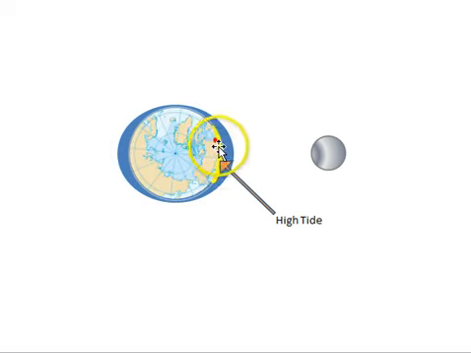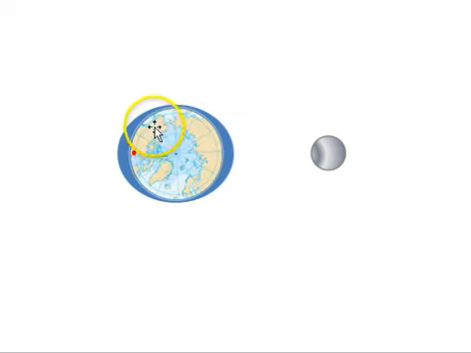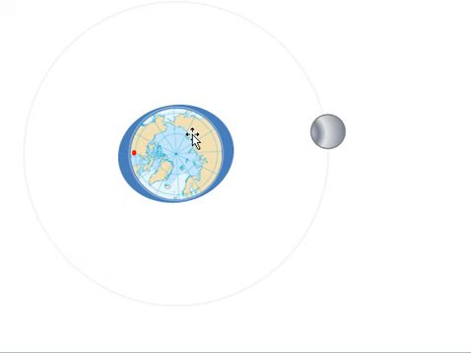Then we go through an entire high tide cycle. Then we get the other half of the second high tide cycle. Right, so we've got 2 high tides and 2 low tides. Now, you might ask, well, how long does this take?